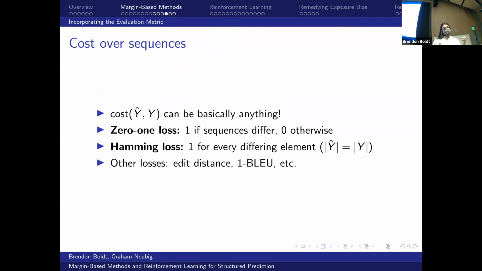So as I just mentioned, we can make the cost over whole sequences and not worry about differentiability. We could do something very simple, like 0-1 loss, where we have a 1 if the sequences aren't identical, and a 0 only if they're the same. We could be a little bit more clever and use Hamming loss, where as long as the sequences you're comparing are the same length, you just add 1 to the cost for every differing element. But you could go even crazier. You could talk about edit distance. You can talk about BLEU and such things.